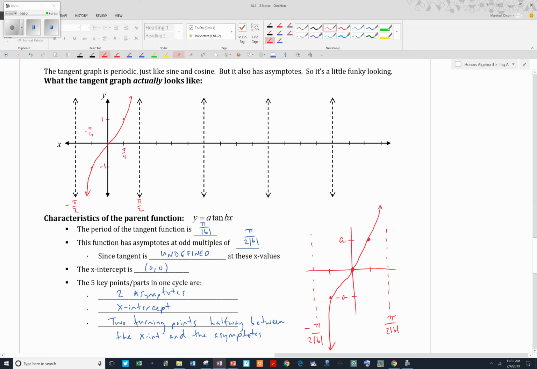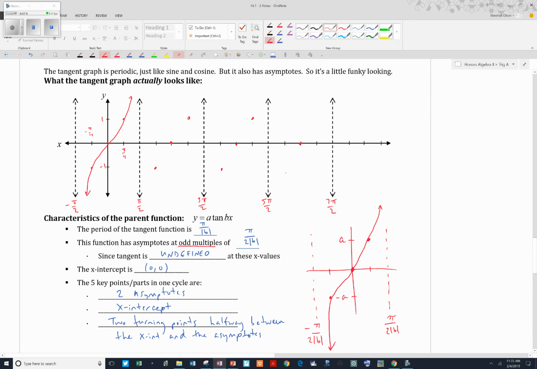But this would continue at all odd multiples of pi over 2. We would have an asymptote. And it even says right there, odd multiples of pi over 2. And obviously, if there's a b value involved, you'd have to take that into account. And then I'm not going to get too crazy here. I'm not going to label the x-axis. I'm just going to throw these other points that are in here.